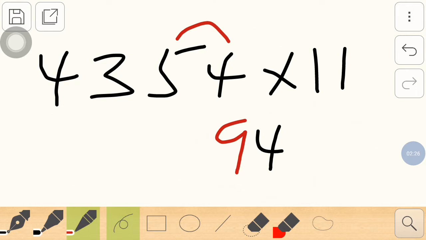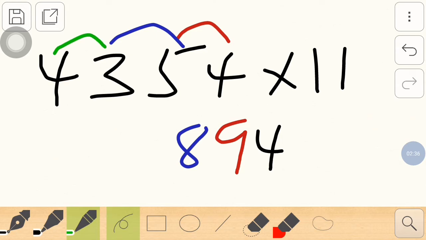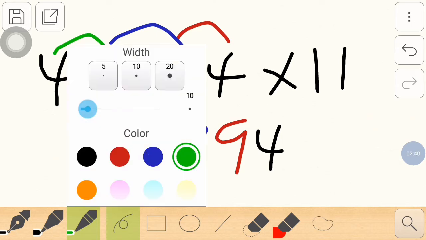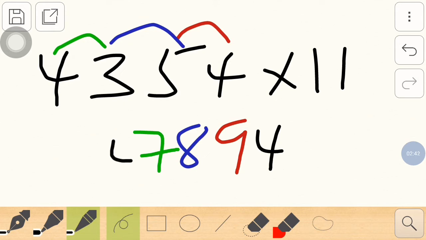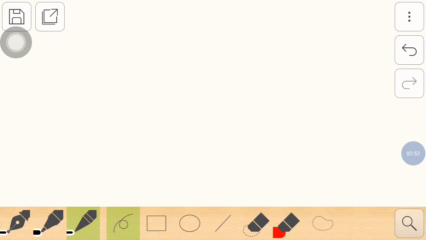If I'm to continue, the next pair is between 3 and 5. 3 plus 5 gives us 8. 4 and 3. 4 plus 3 gives us 7. And since there is no other number to pair the 4 with, we just drop that one, giving us the final answer to be 47894. You can pause the video and see how you're going to do with something like this.